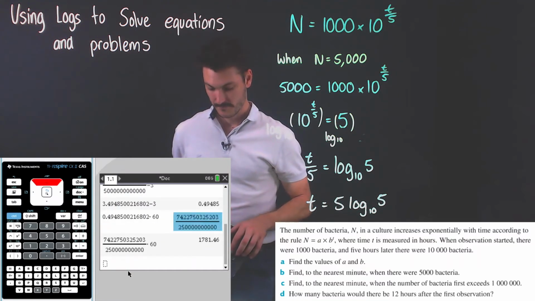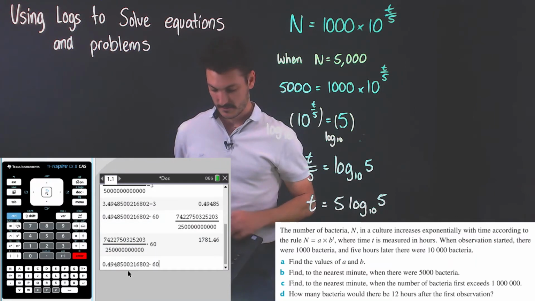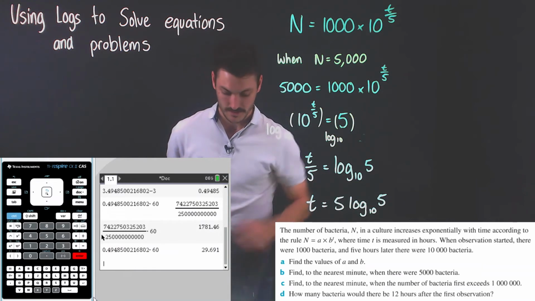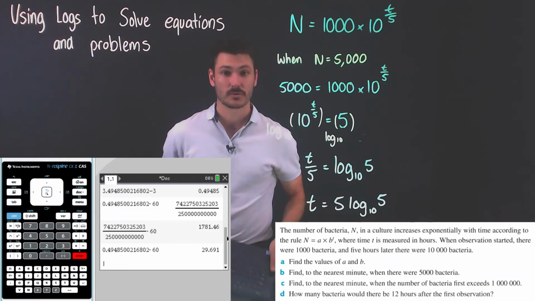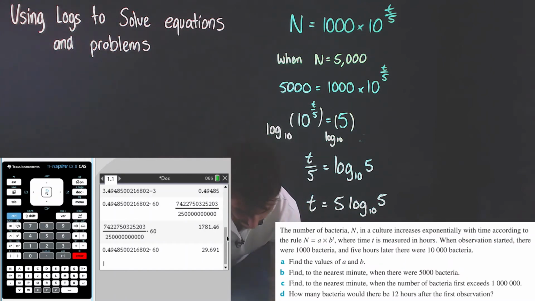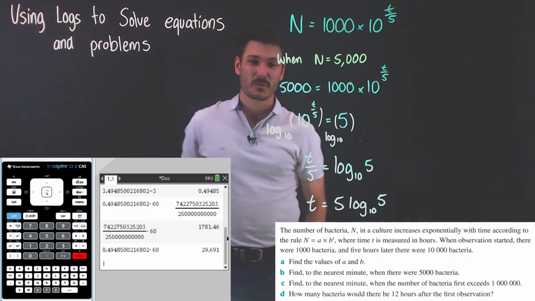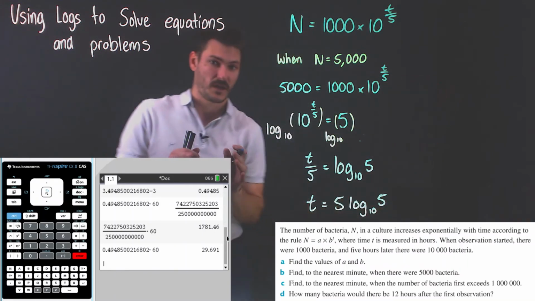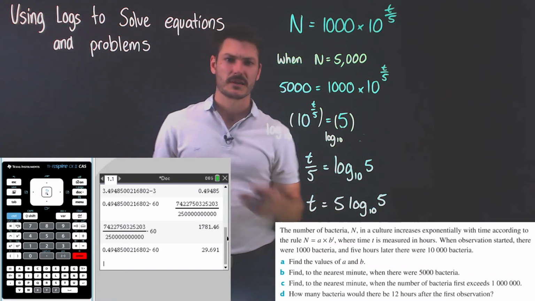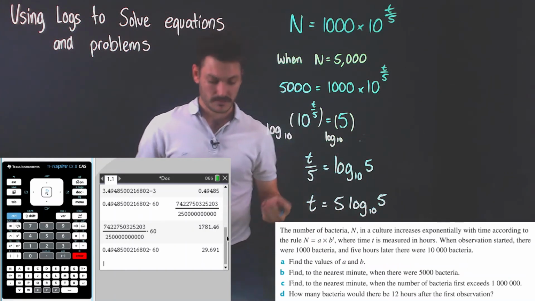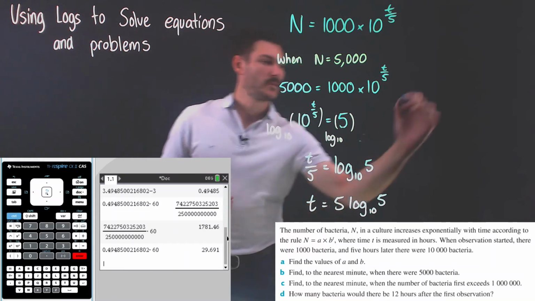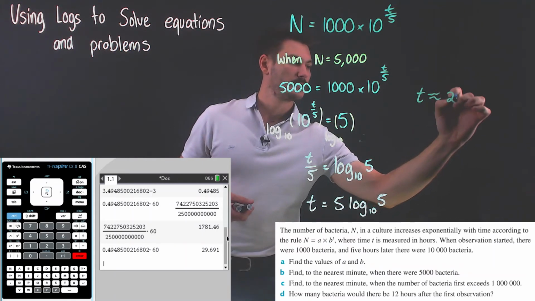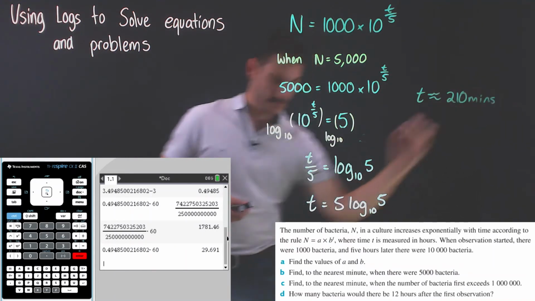Oh, I've done it again. Let's take this answer and approximate it. 29.691, and that's my minutes. I have to remember to also include my 3 hours. So I have 3 hours and 29.69 minutes, and I'll say t is the number of minutes after the experiment started. 3 hours in minutes is 180 minutes, plus that, let's just say 30. I'm going to say it's approximately 210 minutes.